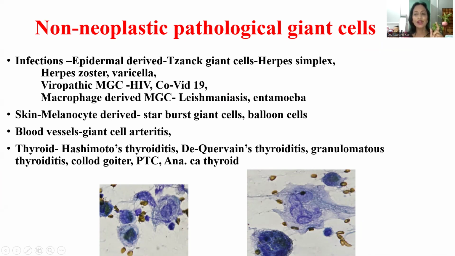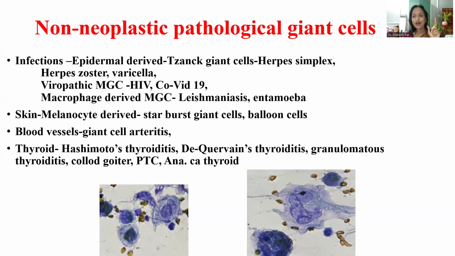Now, there are certain viropathic multinucleated giant cells which are seen in viral infections like HIV and COVID-19, which you have already seen earlier. Now, in parasitic infestations like leishmaniasis, entamoeba, also you may see certain multinucleated giant cells. In the skin, nevi and all that, you may see melanocyte-derived giant cells known as starburst giant cells and balloon cells. There is a rare condition of the blood vessels of medium and large size, known as giant cell arteritis. This condition is diagnosed by seeing the characteristic presence of a granulomatous inflammation, which contains giant cells, and they are seen in the junction between intima and media of the blood vessels.